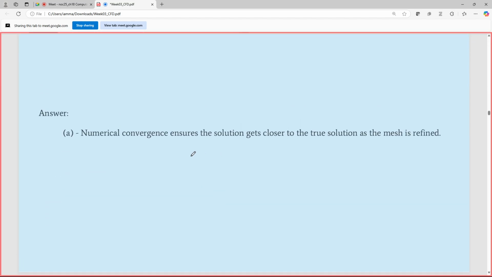It is option A. Numerical convergence means our simulated results get closer to the true solution when our mesh is refined.